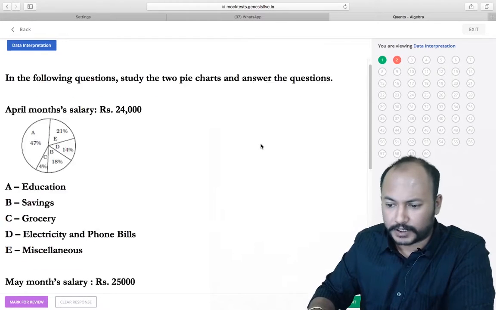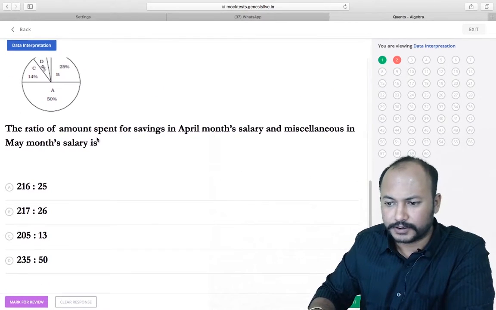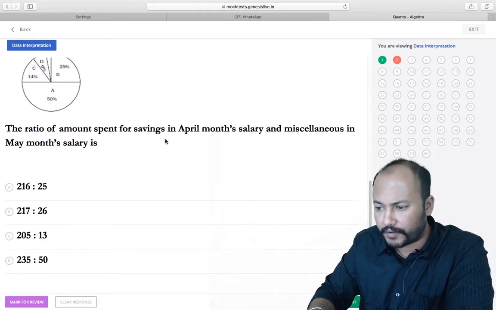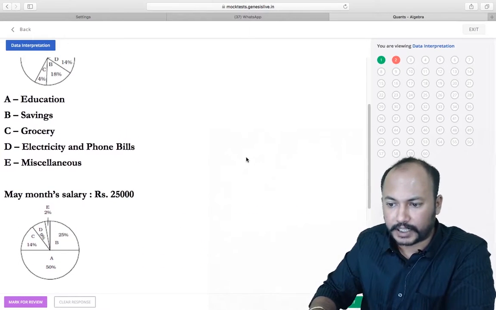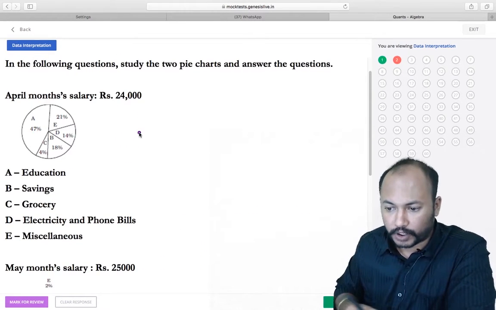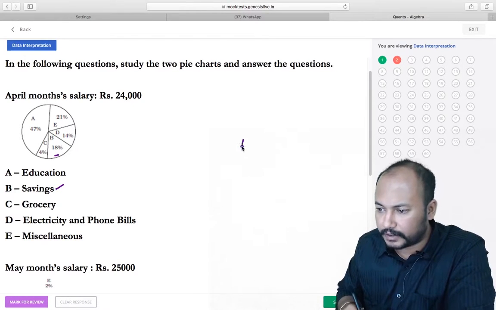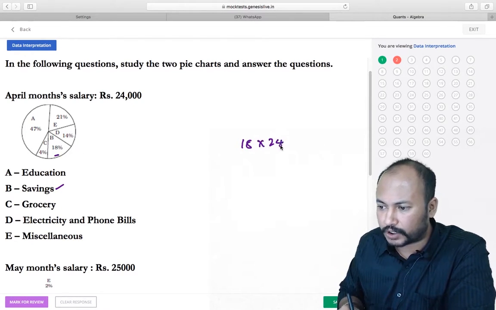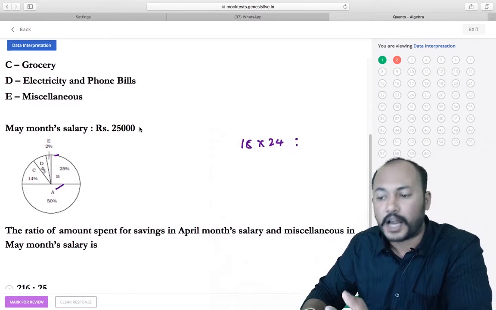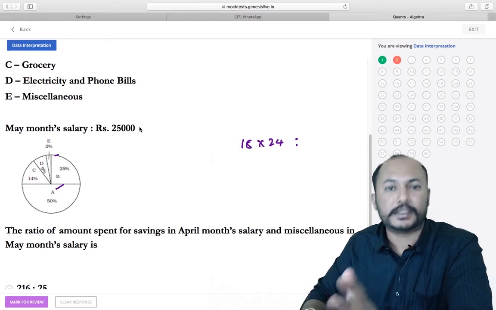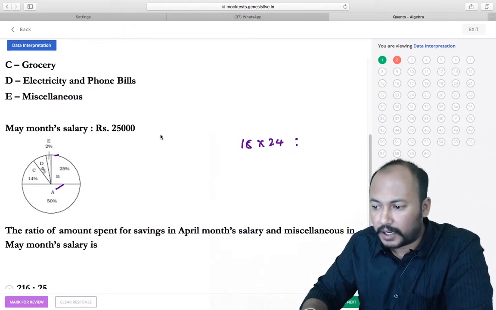The same question obviously. So look at the question. The ratio of amount spent for savings in April month salary and miscellaneous in May month salary. Now April month salary, savings. Savings is B, and we're talking about ratio. So where is B? It's here. So 18% you can leave it and 24,000 you can leave it. We're just talking about this because it's a ratio. Even this 1,000 gets cancelled and the percentage, that is divided by 100, also gets cancelled. Don't worry about that.